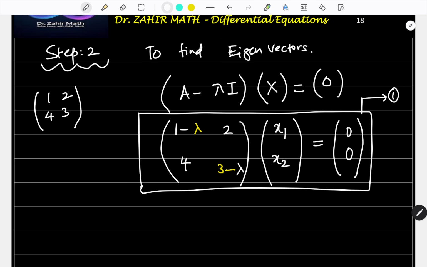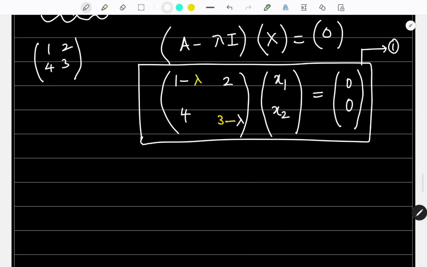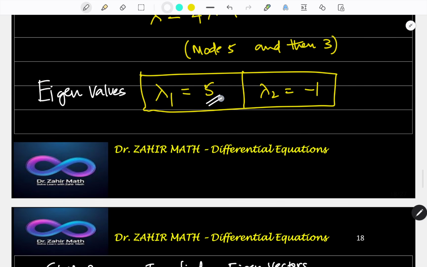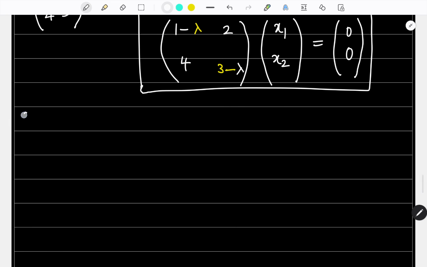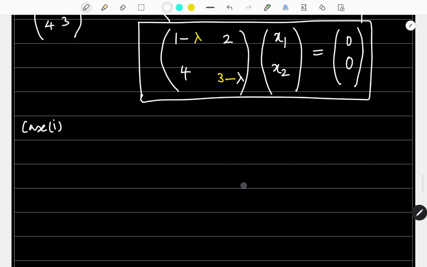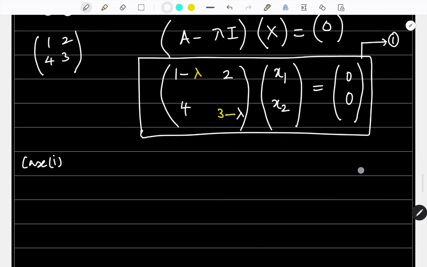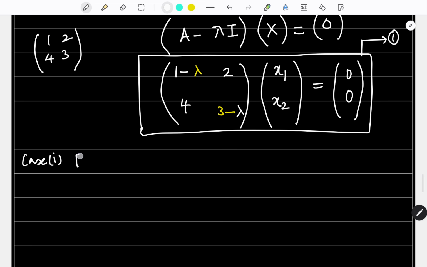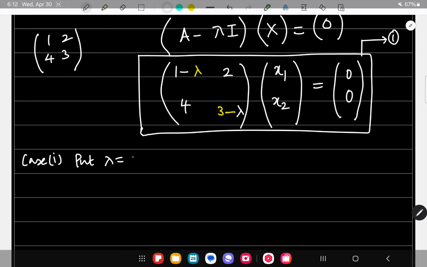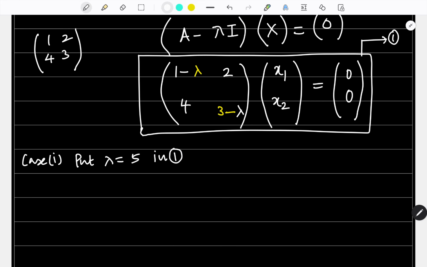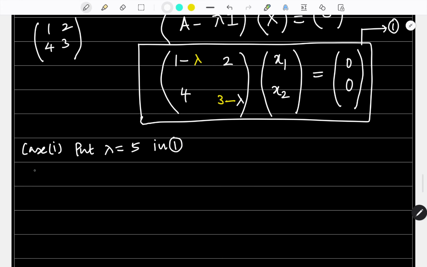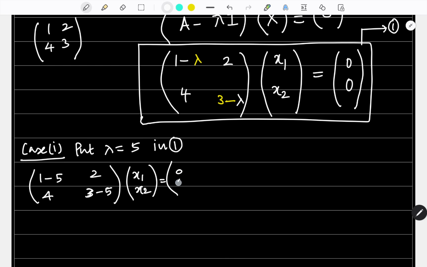Okay, right. So now we have two things. What are they? Case 1, we are going to put the first lambda value 5. And case 2, we are going to put the second value, lambda is equal to minus 1. So let me go in the same page itself, it is easy for me to follow this. Put lambda is equal to 5 in equation 1. If I put lambda is equal to 5, what will I get? Open a matrix: 1 minus 5, 2, 4 and 3 minus 5, times x1, x2 is equal to 0, 0.